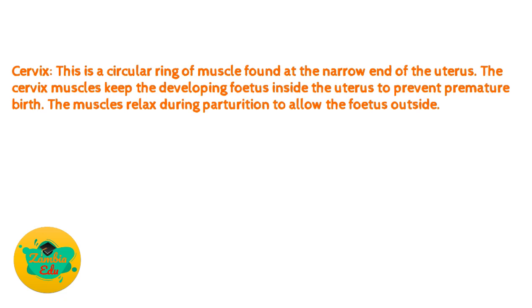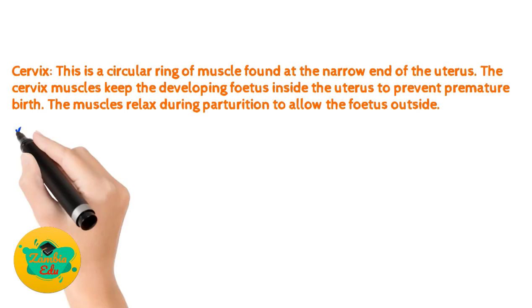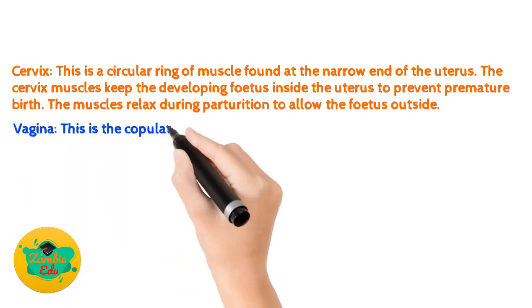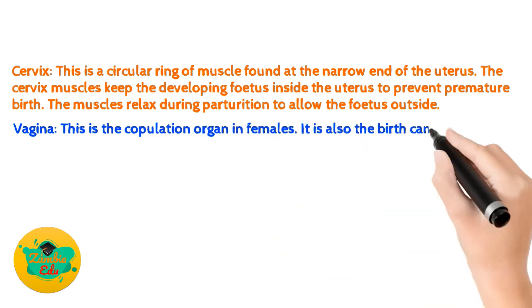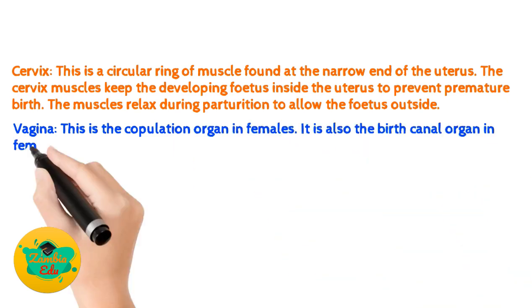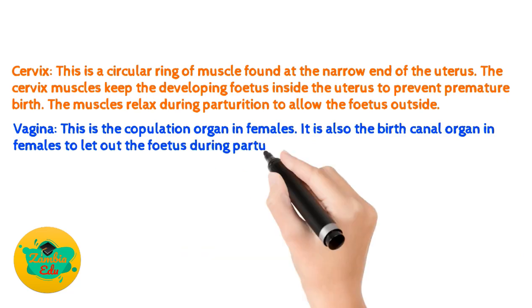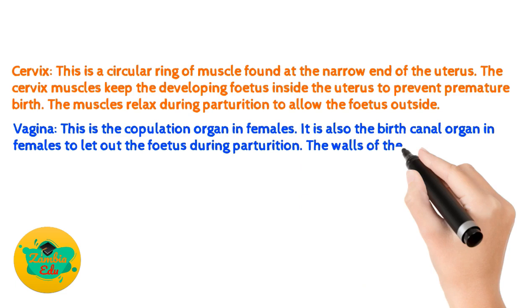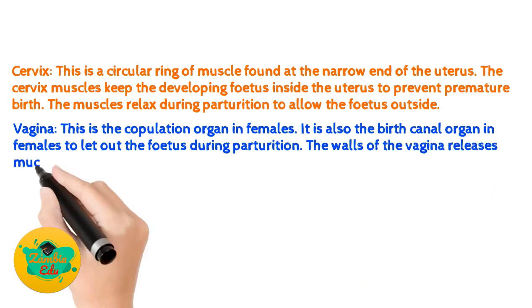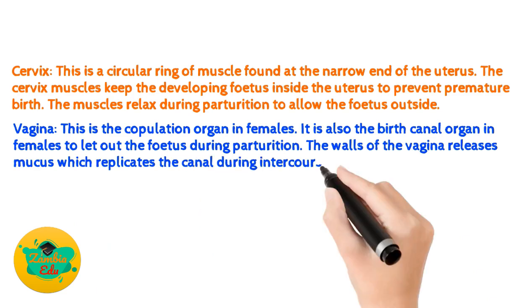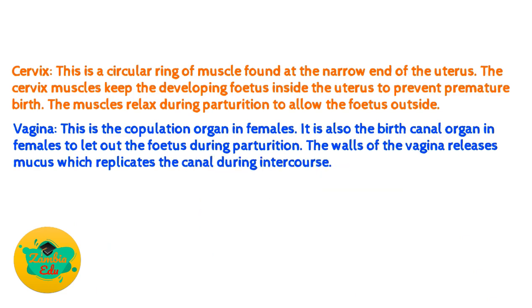Lastly, but not the least, we'll talk about the vagina now. So the vagina is the copulatory organ in females. It is also the birth canal organ in females to let out the fetus during childbirth. The walls of the vagina release mucus which lubricates the canal during intercourse.